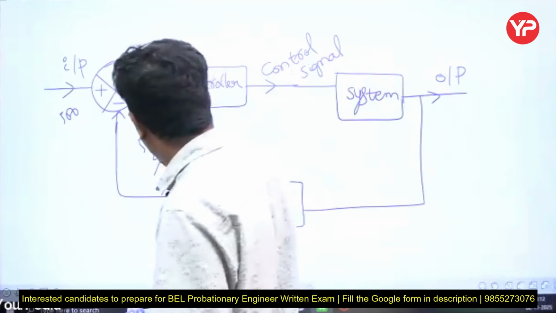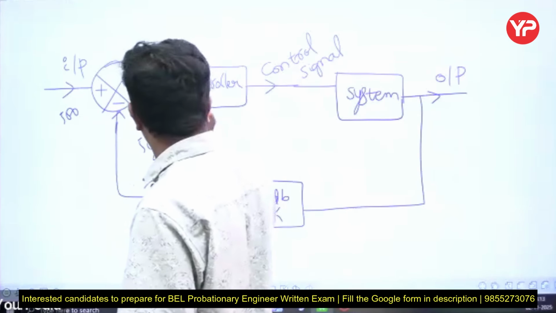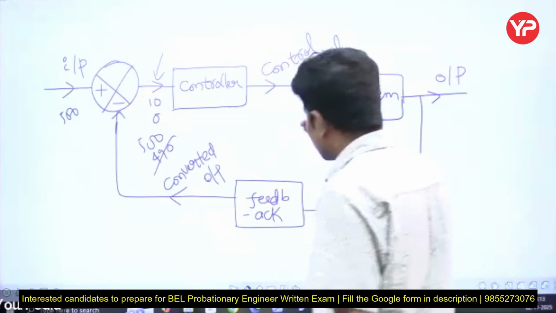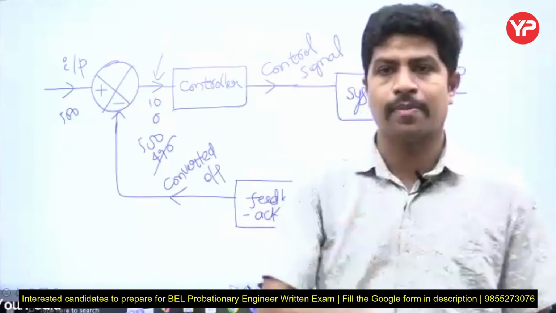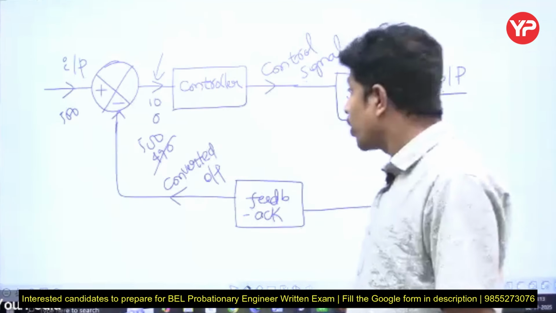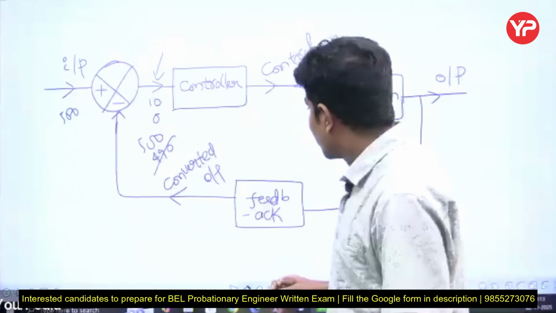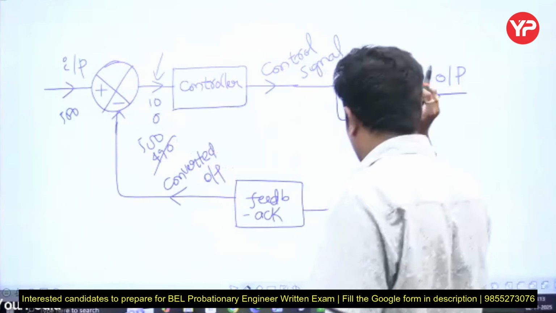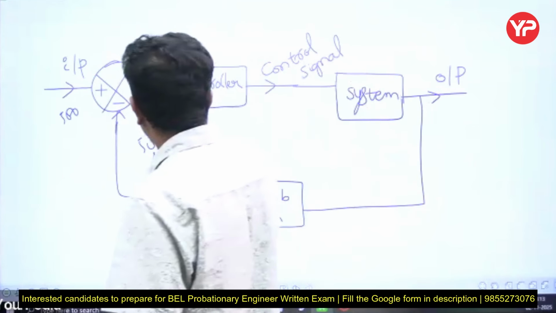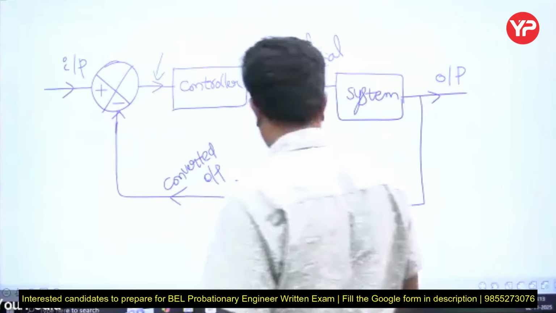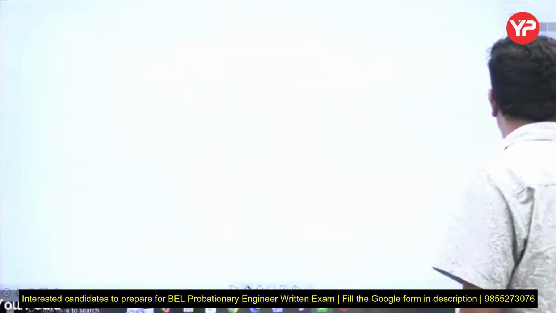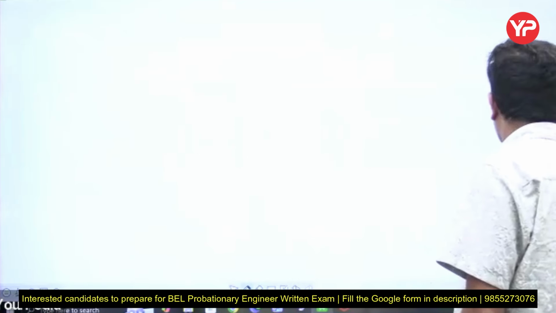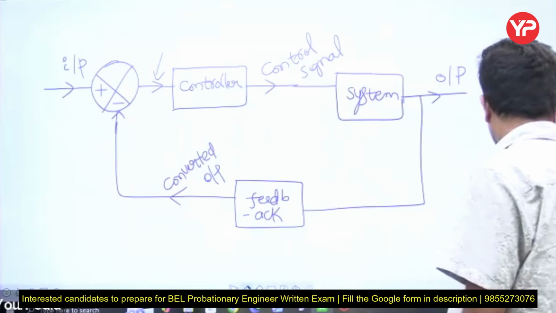Suppose this is 500, then 500 minus 500 is 0. Therefore, no control signal goes. The system will work as it is, meaning no increment, no decrement. Now here, the control signal generated depends on both input and output. If the control signal generated depends on both input and output, then the system is said to be a closed loop control system.